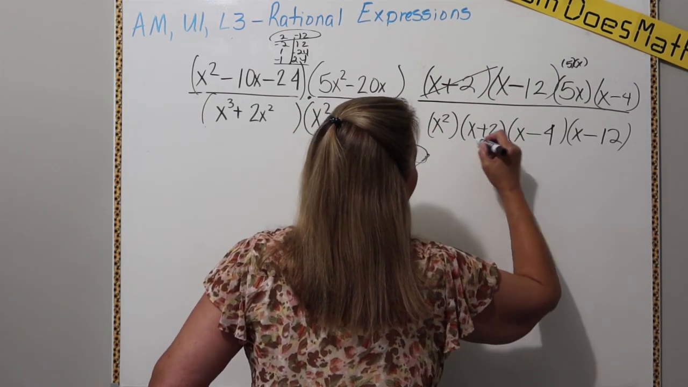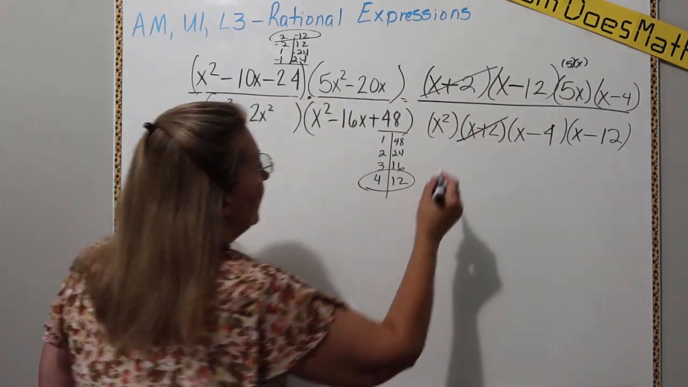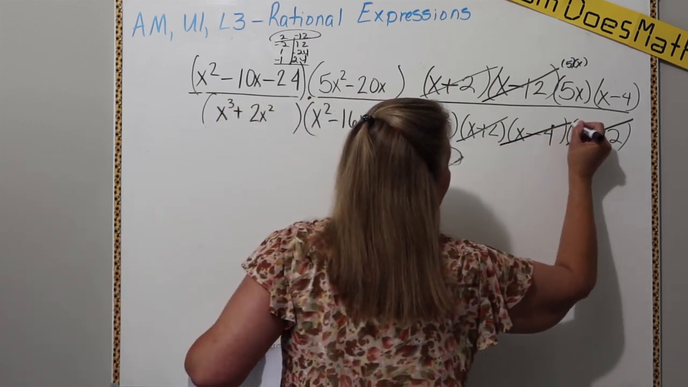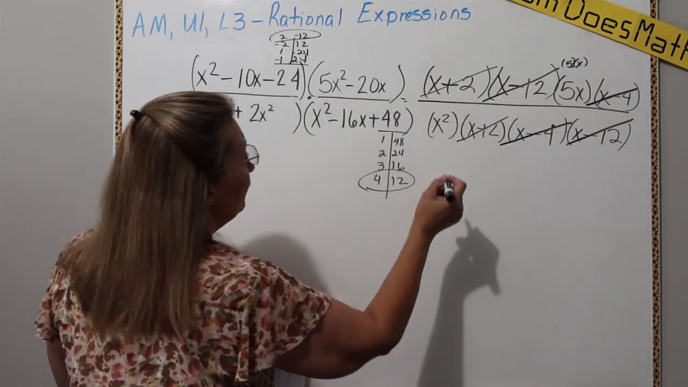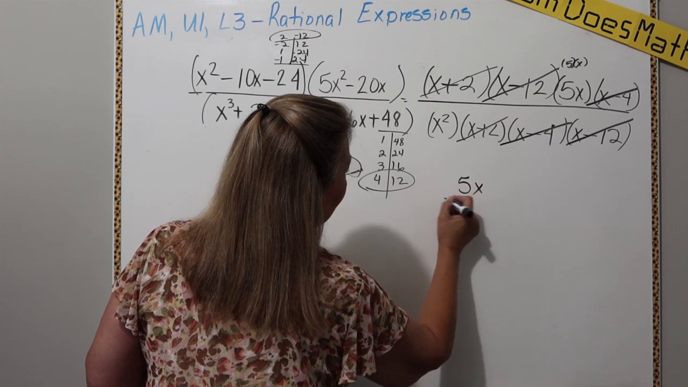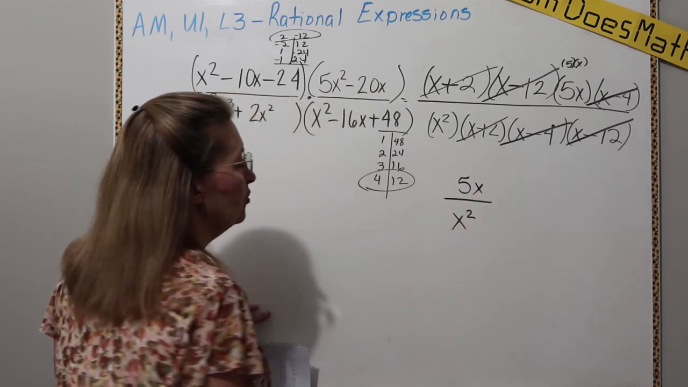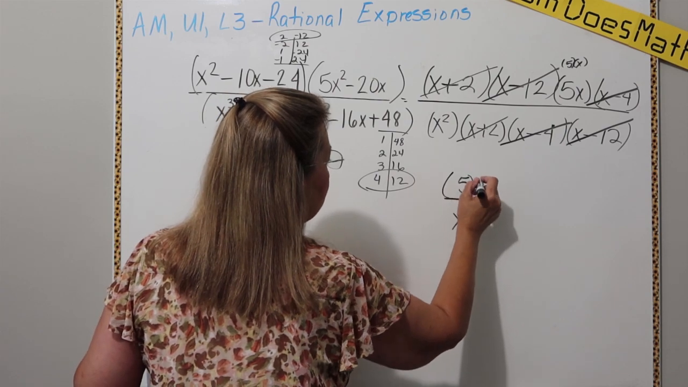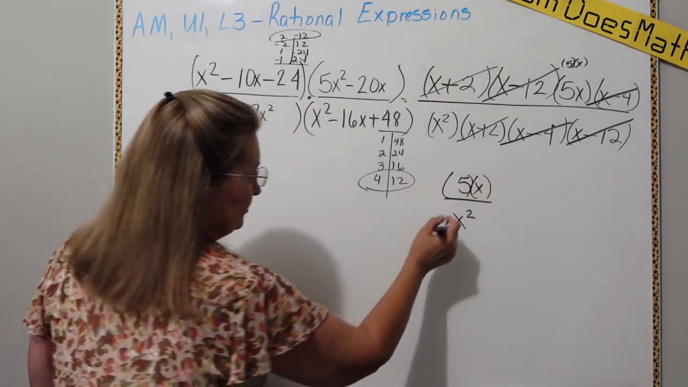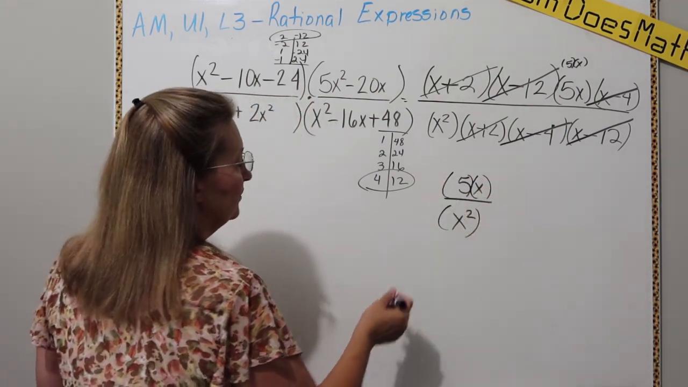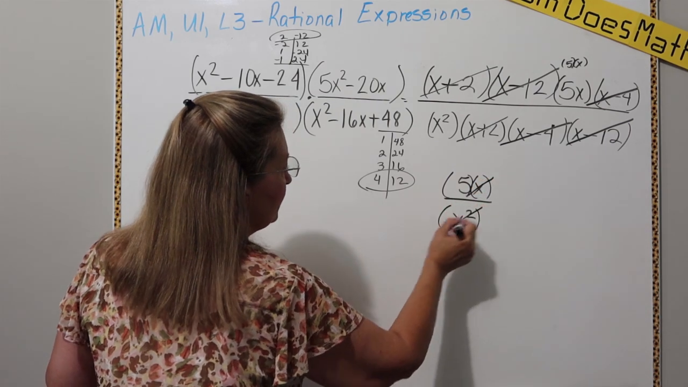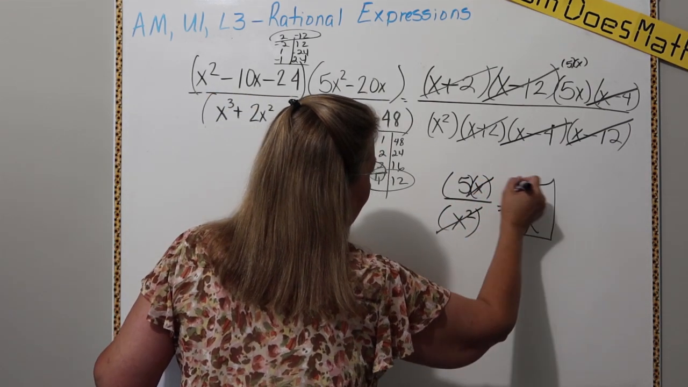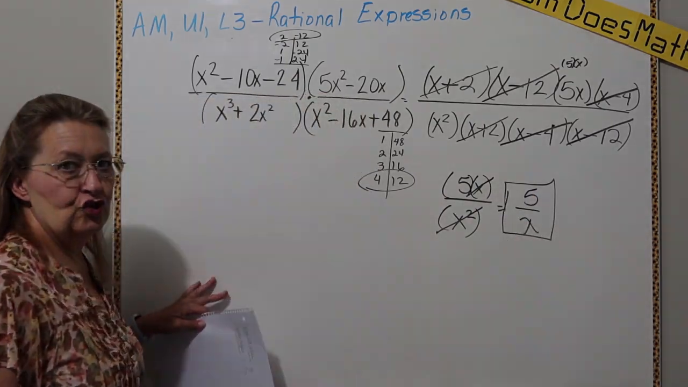So let's see what we can cancel out right off the bat here. X plus 2's match. X minus 12's match. Your X minus 4's match. So what do you have left at this point? Well, you have 5x over x squared. Can you cancel anything there? Yes. Remember I told you these are actually factors, so you can cancel them. Here you've got an x to the first and an x to the second, so that's going to leave you 5 over x. Final answer.